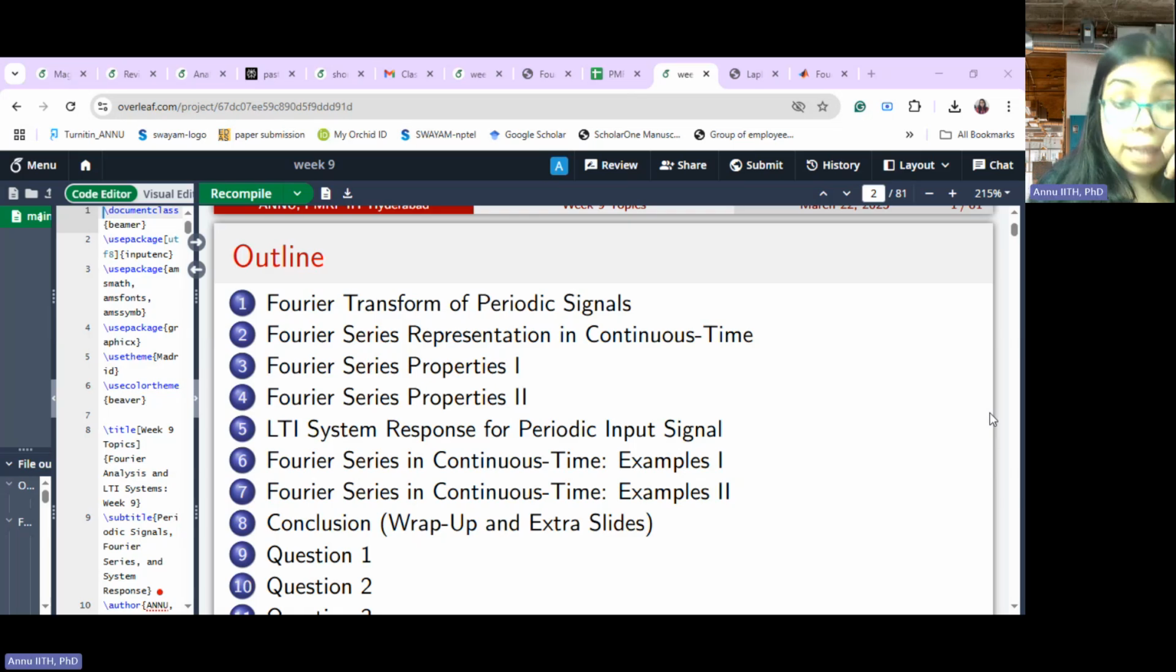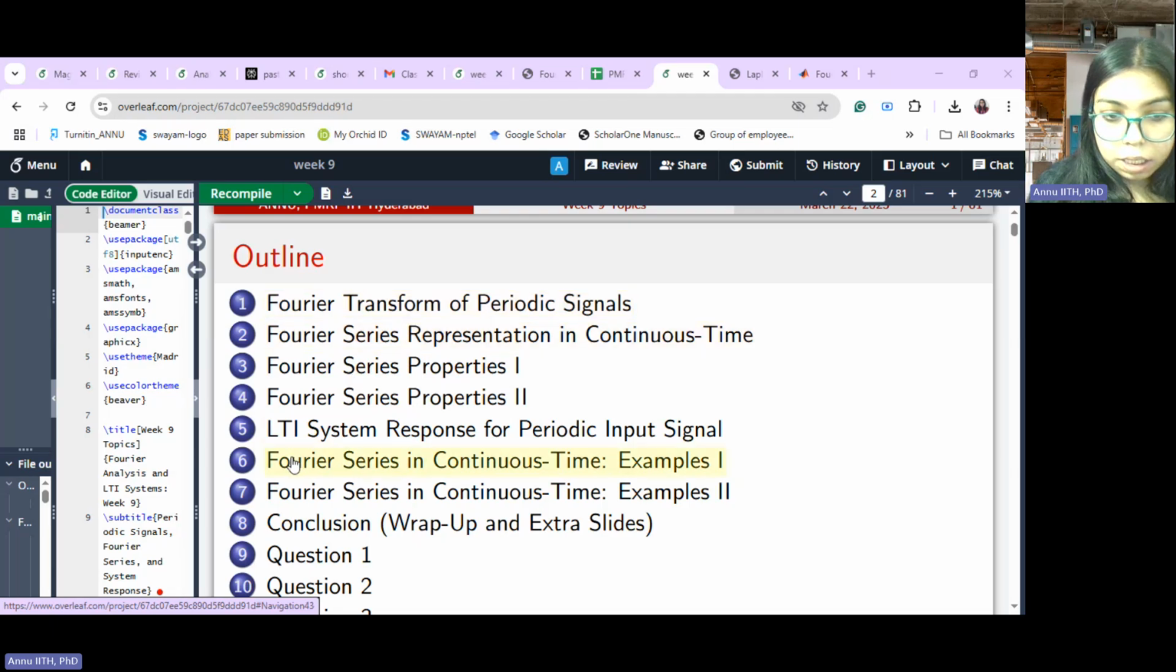So my camera is switched on right now. I just wanted to confirm this. I hope you are able to see my screen. Okay. So we will be going through the steps of this process.